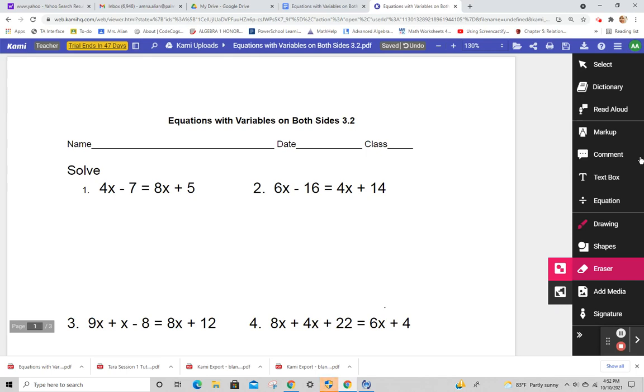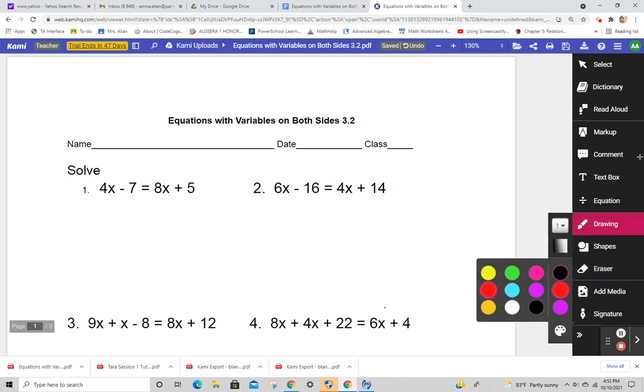Hi everyone. In this video, we're going to learn how to solve equations with variables on both sides. This is lesson 3.2 from your textbook. So let's get started. Notice how you have variables here and you have a variable here. So that's what we mean by equations with variables on both sides.